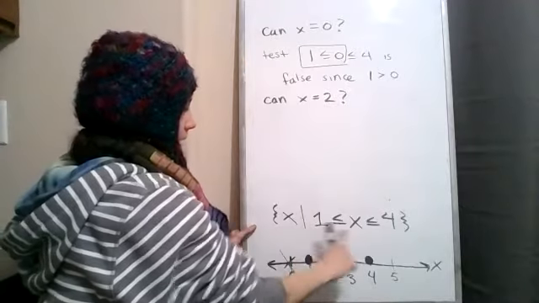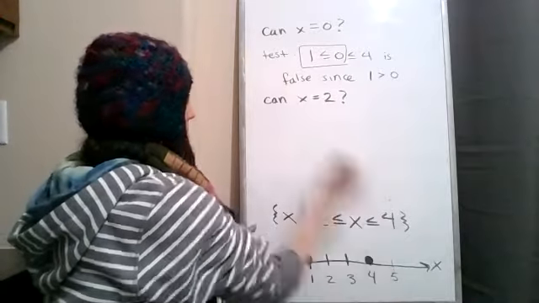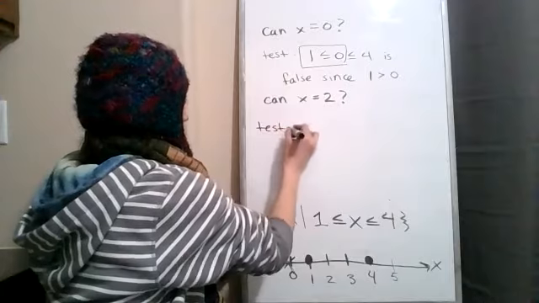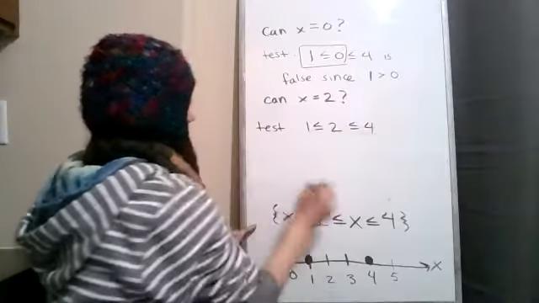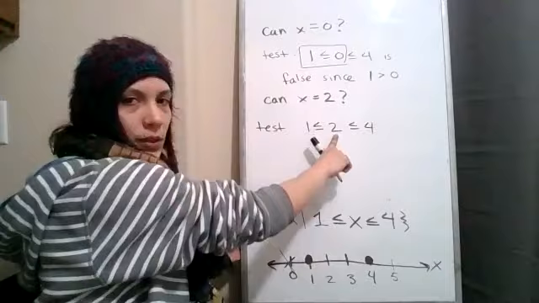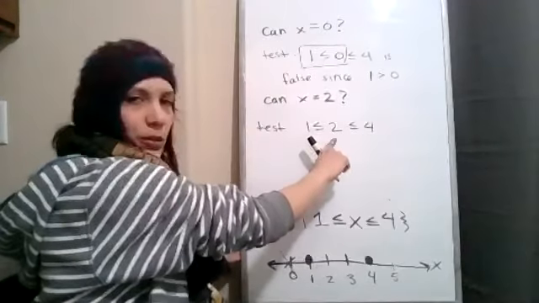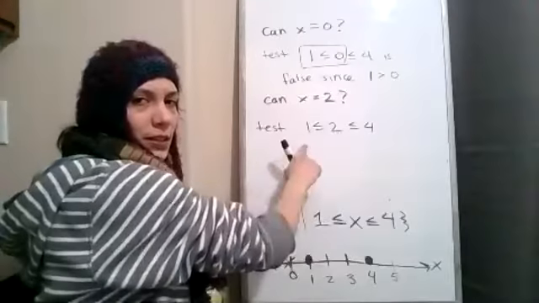So we're putting 1 less than or equal to 2 less than or equal to 4. 1 less than or equal to 2. Yep, 1 is less than 2. Also, 2 is less than 4. This is good. This is true.